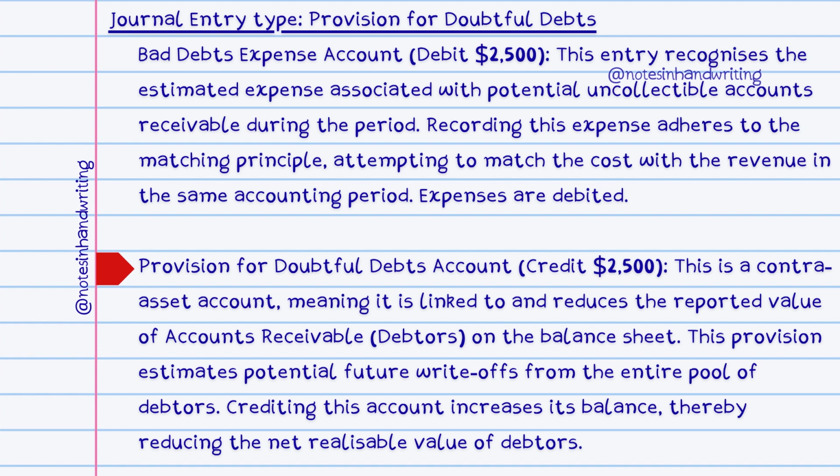The provision account is a contra-asset account, meaning it is linked to and reduces the reported value of accounts receivable on the balance sheet. Instead of directly reducing the debtor's account, which would remove specific, known uncollectible amounts, this provision estimates potential future write-offs from the entire pool of debtors. Crediting this account increases its balance, thereby reducing the net realizable value of debtors.